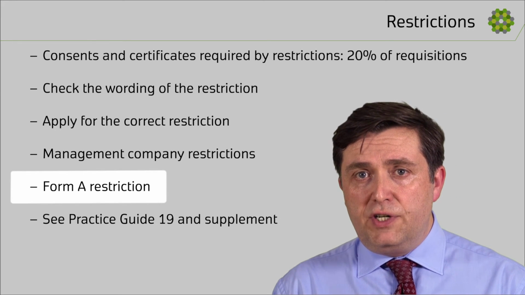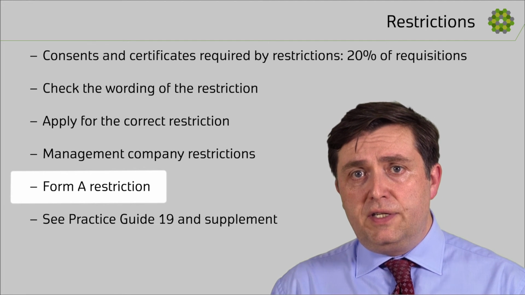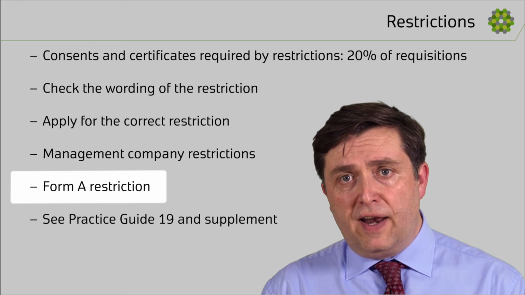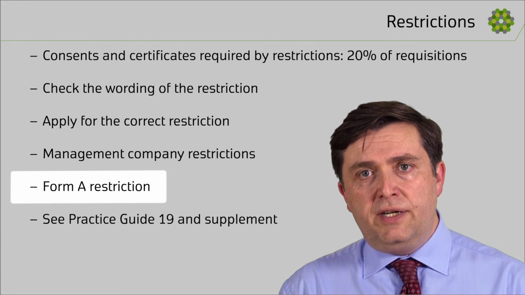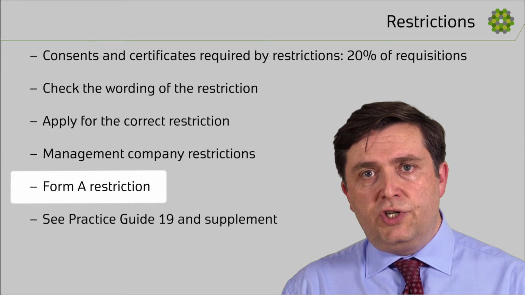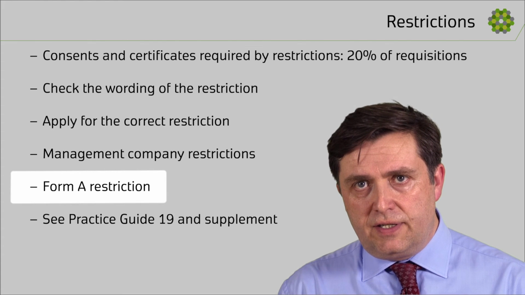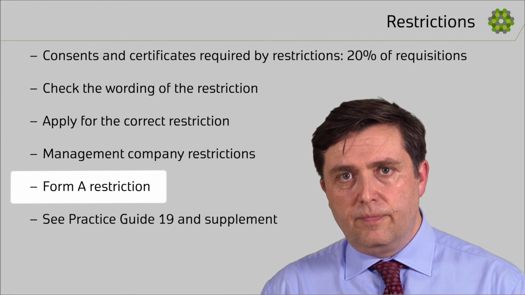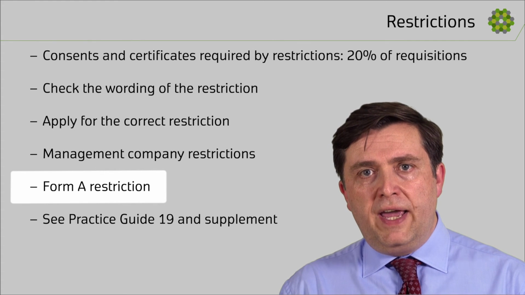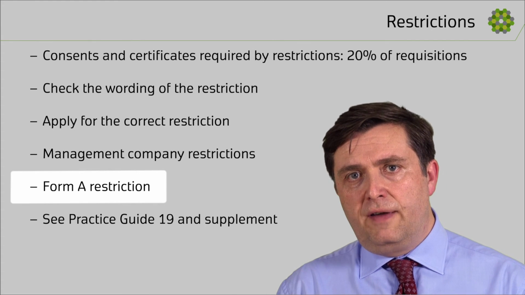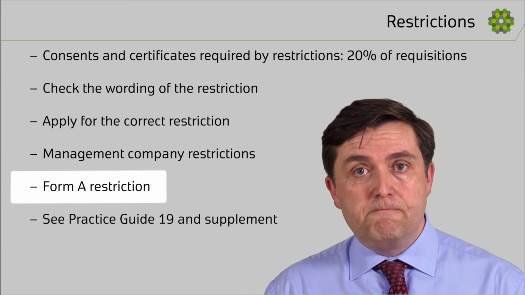If there are no other requisition points, a Form A restriction is entered by default. This is because, under Section 44 of the Land Registration Act 2002, the registrar is under a duty to enter a restriction when he or she enters two or more persons in the register as proprietor of the registered estate. The appropriate restriction in this situation is the Form A restriction. That's Rule 95, subsection 2, subsection A of the Land Registration Rules 2003.